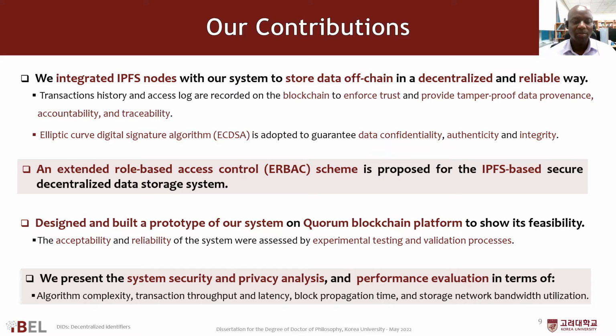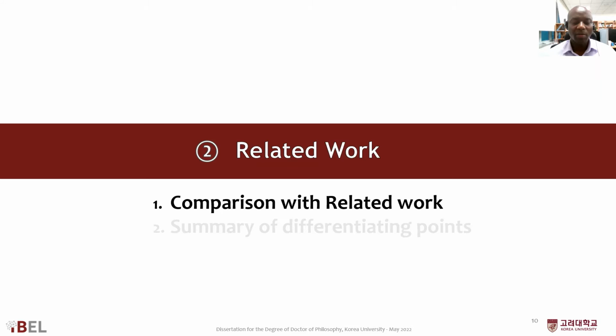Finally, we designed and built a prototype of our system on the Quorum blockchain platform to show its feasibility. We assess the system security and privacy, and the system performance is also evaluated in terms of algorithm complexity, transaction throughput and latency, block propagation time, and storage and network bandwidth consumption. I will compare our work with the related studies in the literature.